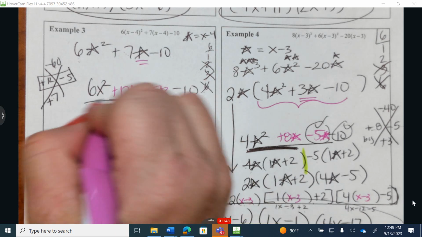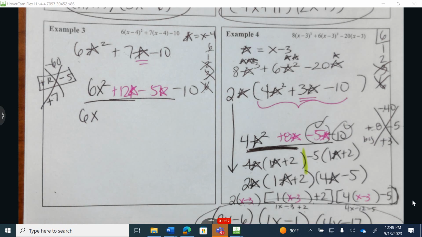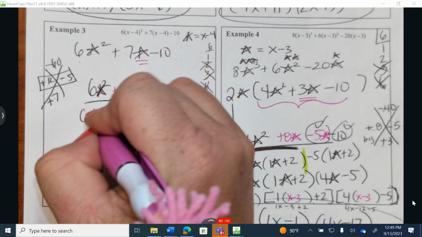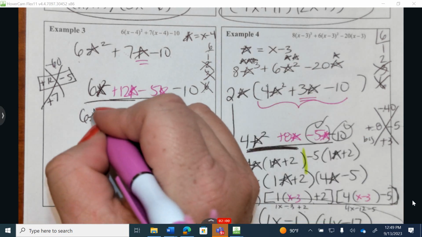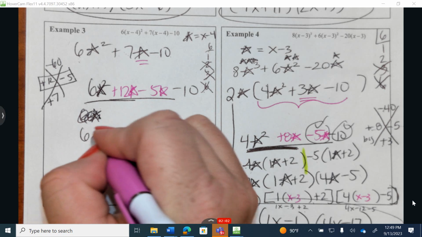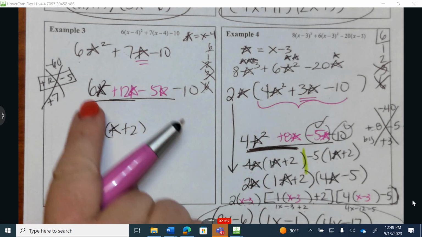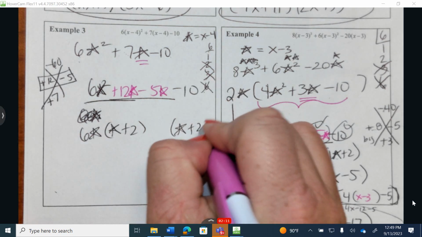Coming back here, I can factor out a 6x. Oops, excuse me, this should have been a star, not an x. There we go. So I have a 6 star squared. Factor out a 6 and a star, and I'm left with star plus 2. 6 star squared plus 12 star, and back a star plus 2.